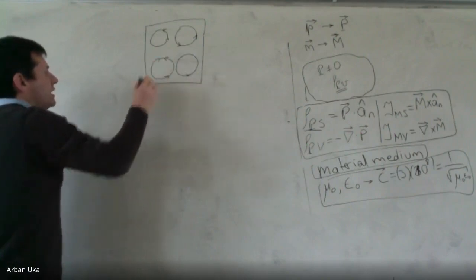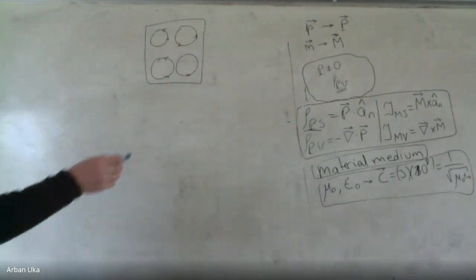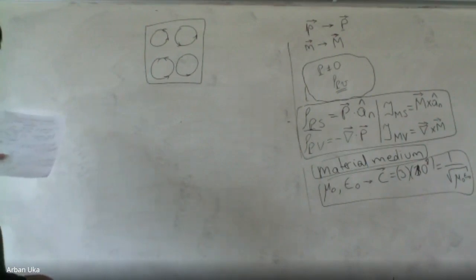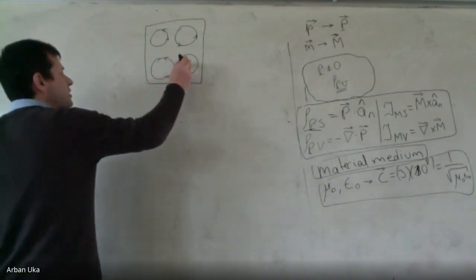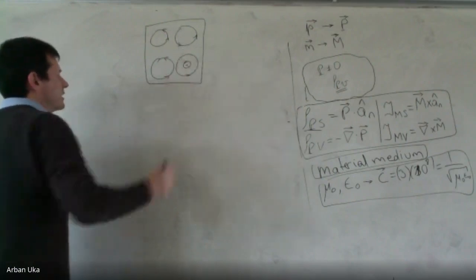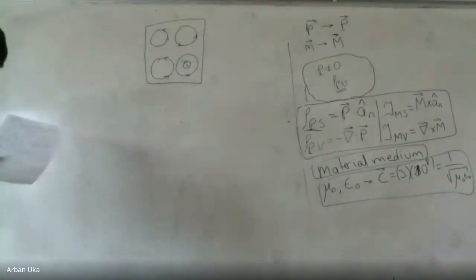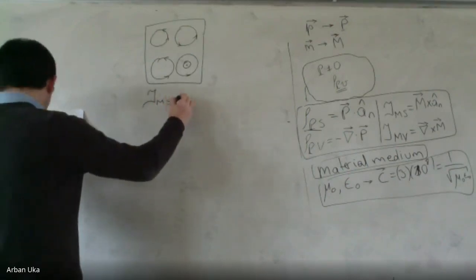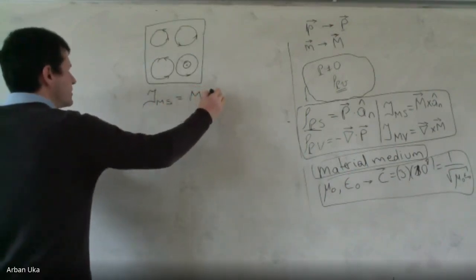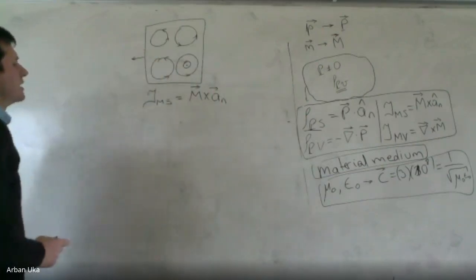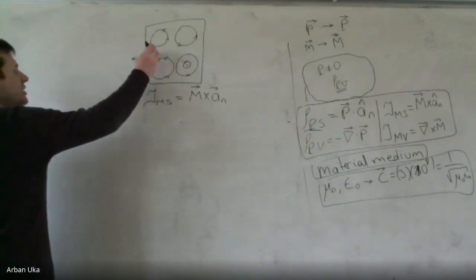So we have infinitesimally small loops where effectively there are some currents moving around. Those are the loops, and if these are the loops, the direction of the magnetization, or of the dipole, is pointing out. So it's going to point out like this, and let's see the J_MS. J becomes the magnetization on the surface. This is going to be equal to M cross a_n, which means that this is a_n on this surface like this, and the magnetization is here.